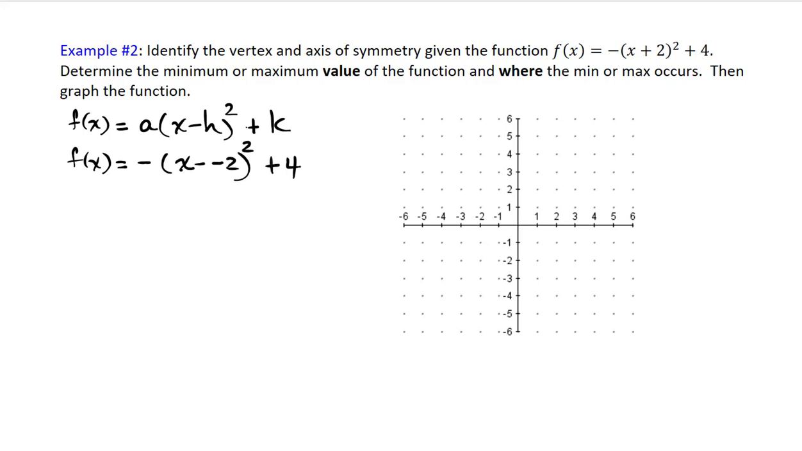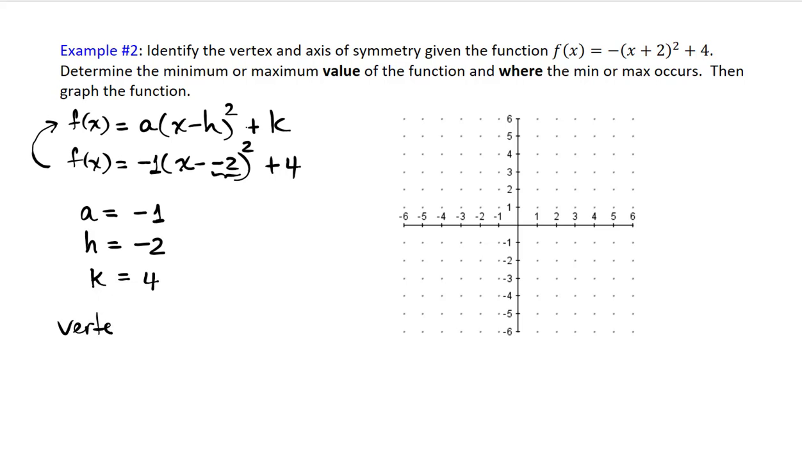So comparing the given equation to the vertex form that's defined in terms of a, h, and k, notice that the leading coefficient is a -1, which is this number in front of the parentheses. And then our h value is a -2. And then our k value is a constant that's added to the quadratic term, which is the number 4.